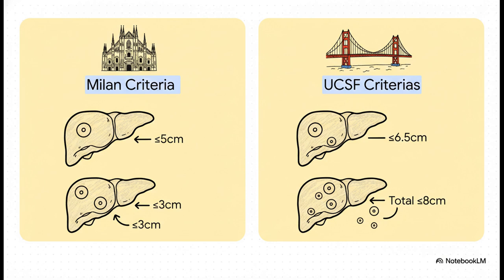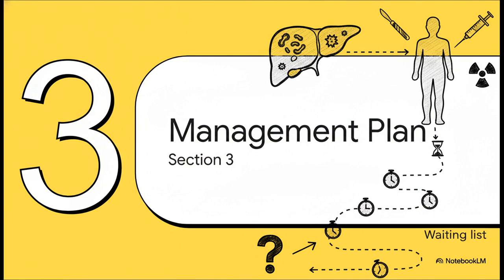The UCSF criteria are a little more expansive. Our patient with his single 4-centimeter lesion would actually fit both. So he's a transplant candidate. But you know as well as I do, he's not getting a new liver tomorrow. He's on a waiting list. What's your plan to manage his cancer while he waits?